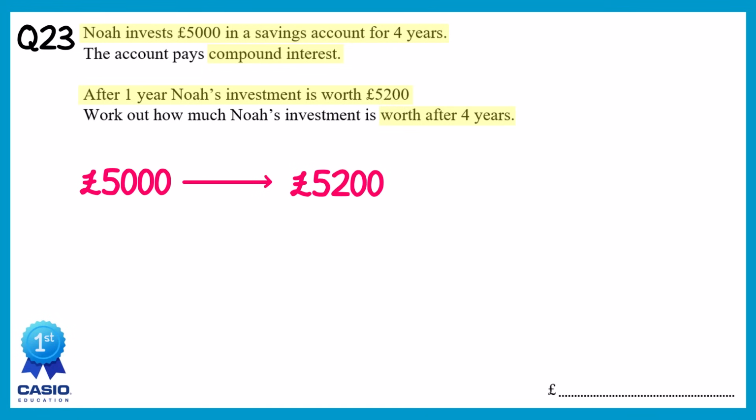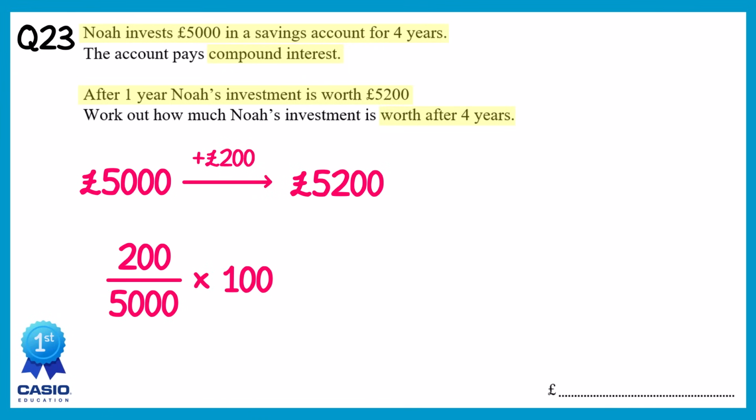So in this time, Noah has gained £200 of interest. We need to work out what percentage this £200 represents. We can do this by taking the £200, dividing it by the original amount, £5,000, and multiplying by 100. This will give you an answer of 4%. This means the interest rate for the compound interest is 4%.